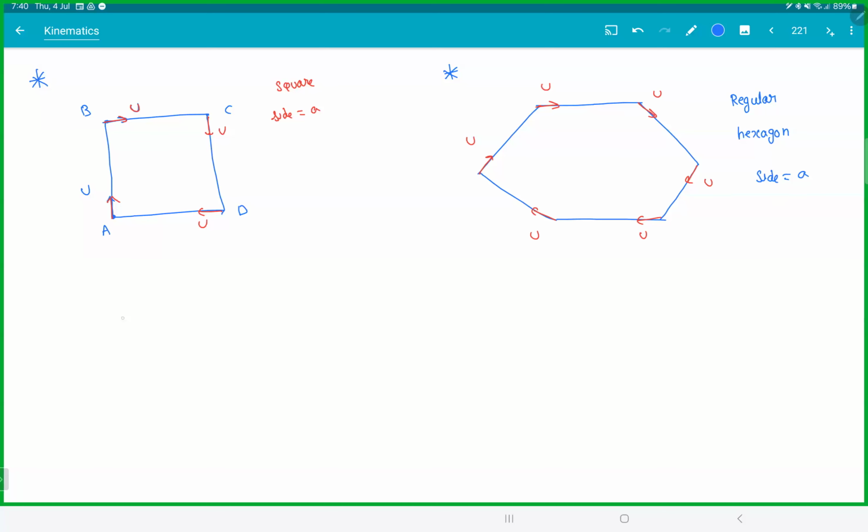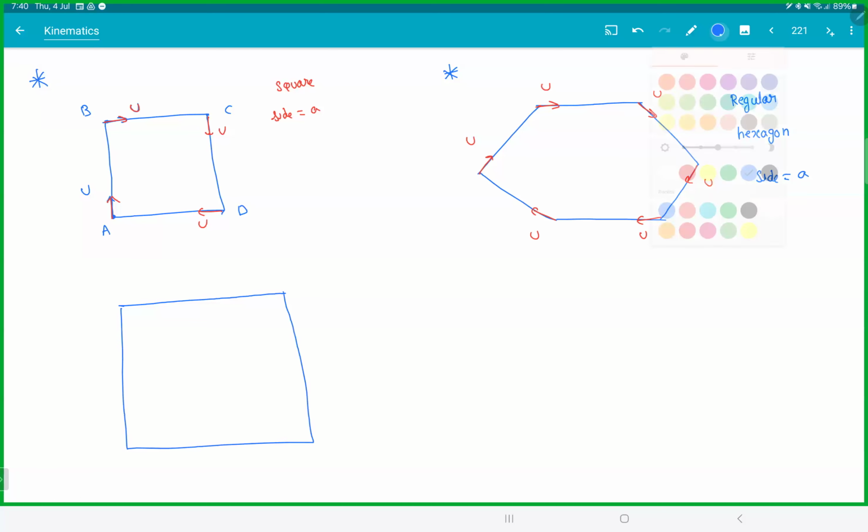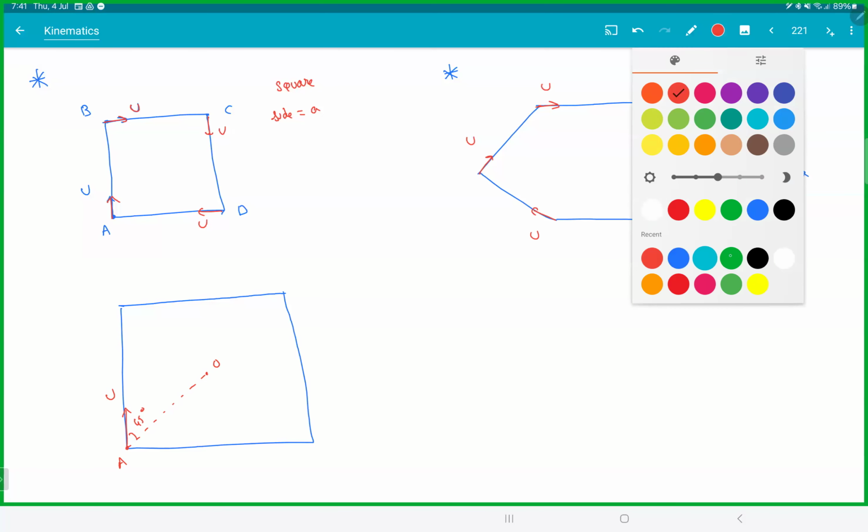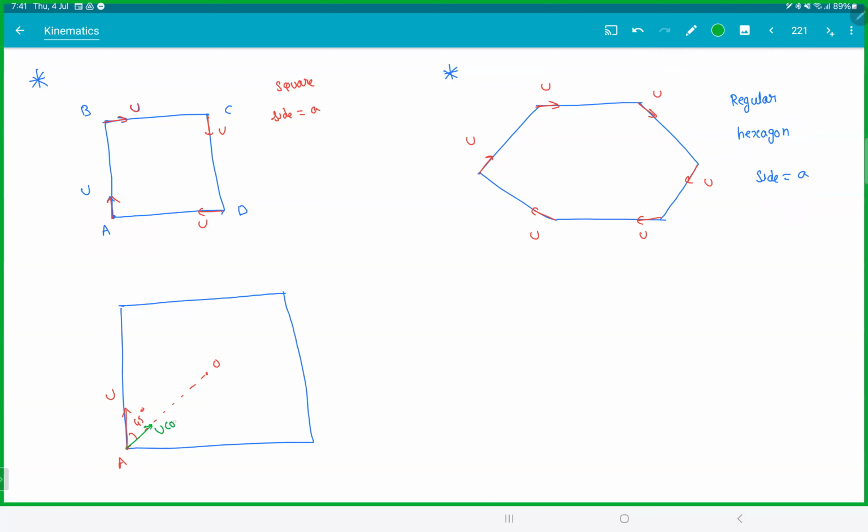Look at this for the square. So you want to go from A, they will meet at the center. This is O. You're going with U here, and this is 45 degrees. So this component would be U cos 45. So time will be the length A to O by U cos 45. It's a half diagonal, so A by root 2. U cos 45 is U by root 2, which gives A by U. Easy.